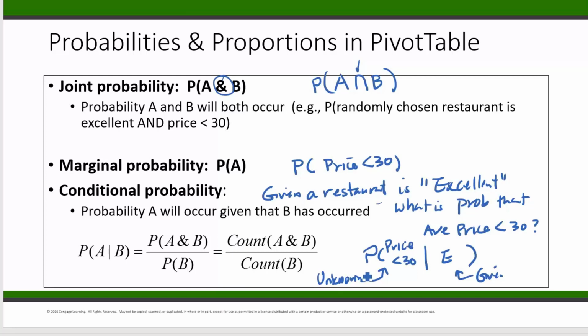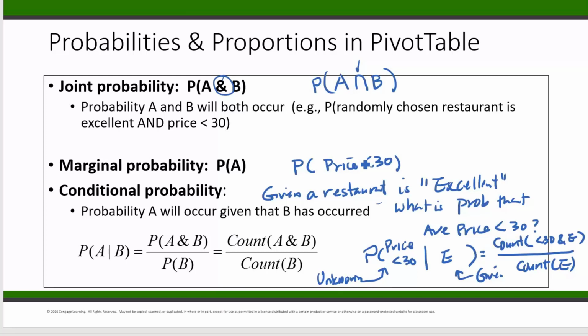So in terms of this example, I would write it like this. We would count how many satisfy both, so less than 30 and excellent, and then divide it by the count of excellent. So the number of restaurants that are excellent goes in the denominator, and the number of restaurants that satisfy both conditions goes in the numerator. That makes sense, and that should give us this probability: given an excellent restaurant, what is the probability that the price will be under $30? Okay, so this is a notation that we want to be familiar with.